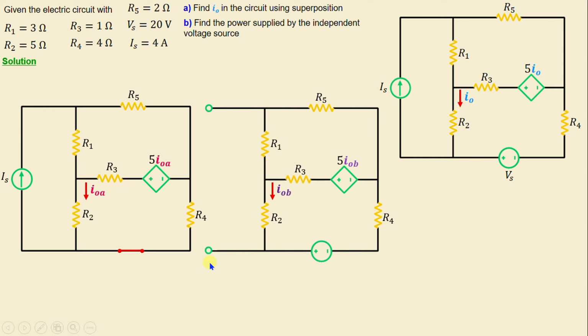After completing the analysis for each independent source while treating the other as turned off, the subsequent step is to combine the results algebraically. This process enables us to determine the overall circuit's response. That means the current I0 through the resistor R2 is equal to I0A plus I0B.